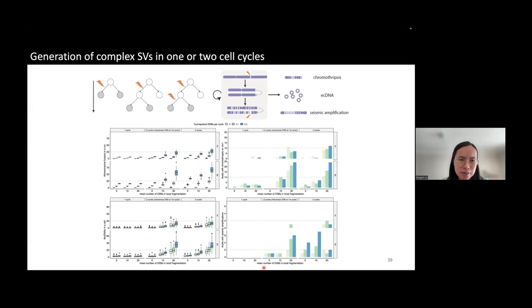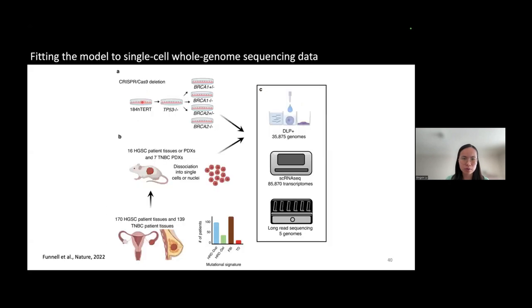This suggests that we can indeed simulate or generate complex SVs in just 2 cell cycles, and even with 2 cell cycles with DSBs in only 1 cell cycle. Yeah, these are just simulated data.